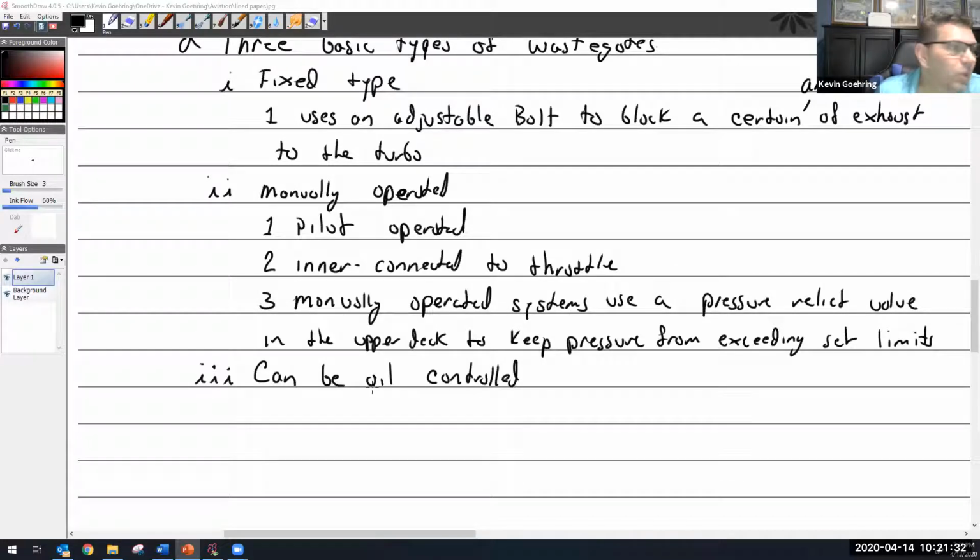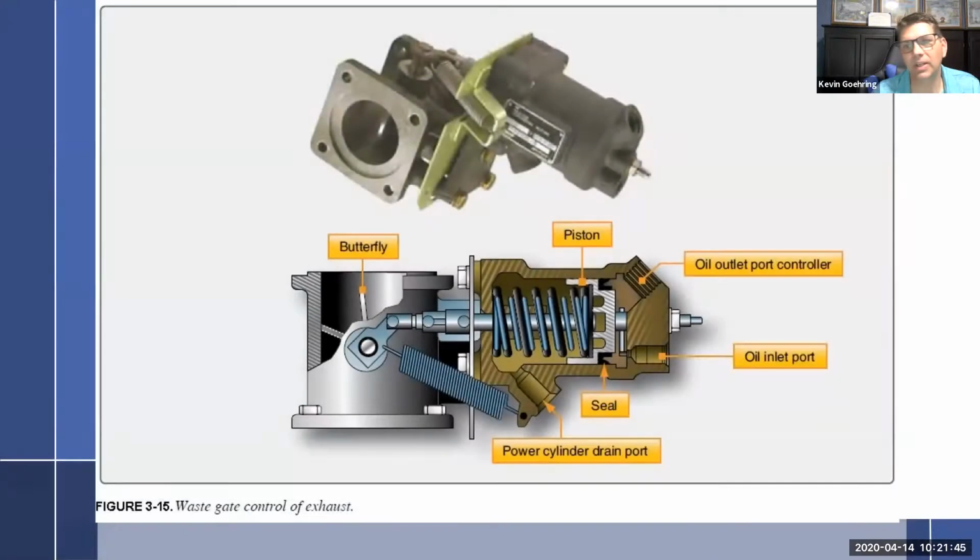So what we have gone to, and most all of the systems have, is an oil controlled system throughout the whole thing that works with the wastegate. So the way the wastegate works, if we dissect and look at this thing, we can see that we have a spring here that is holding it back, which in this case is holding it open. You can see it here, it's already open on this one.